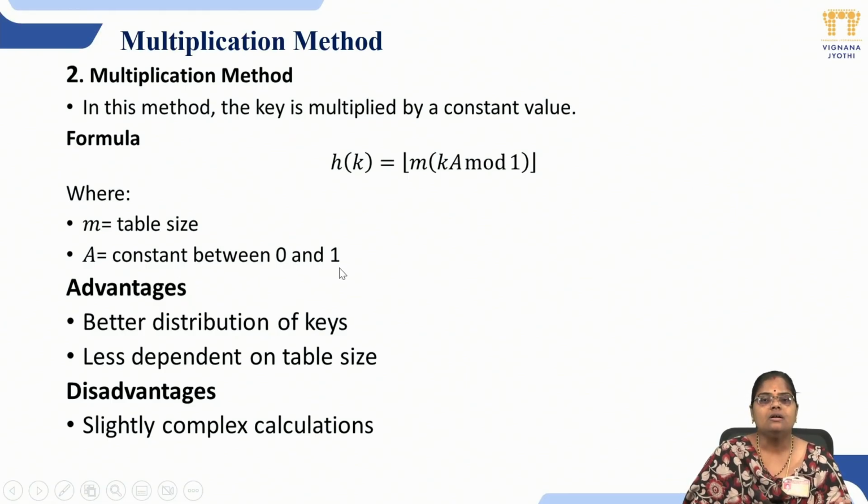Preferably we use a particular constant value as defined by one of the authors called Donald Knuth. So we can take any constant value between 0 and 1, modulo division by 1. Now when we apply this multiplication method, the advantages are we get better distribution of keys, and it is less dependent on the table size, since we are using a constant being multiplied. The disadvantage is we need to do multiplication and additional calculation when compared to the previous division method. So it is a slightly complex calculation.